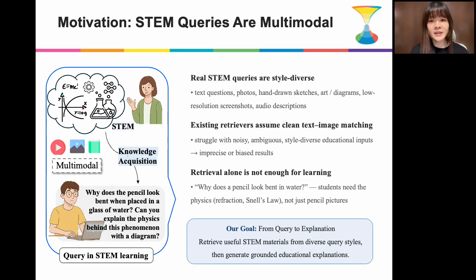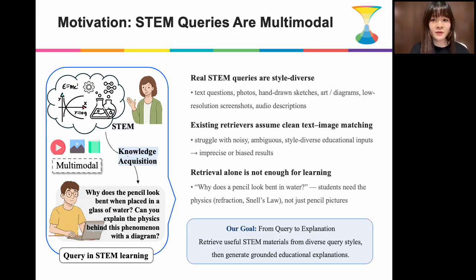Let me start with the motivation. In real STEM learning, students and teachers do not always ask questions in clean text. They may use a photo, a sketch, a low-resolution image, a diagram, or even an audio description. For example, a student may ask, why does a pencil look bent when placed in a glass of water?